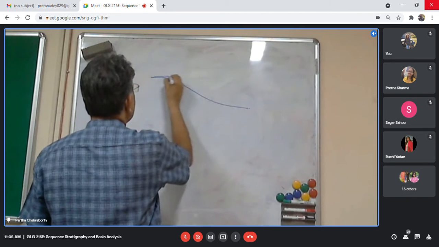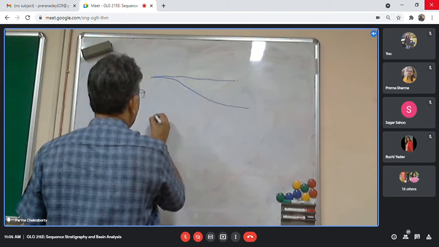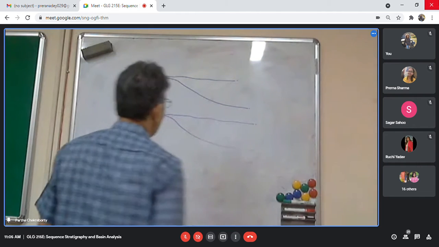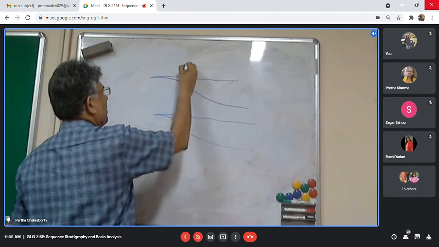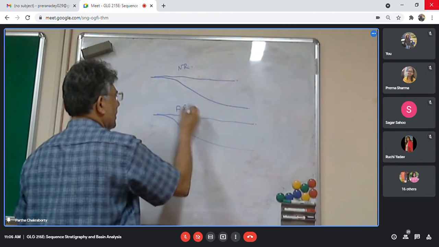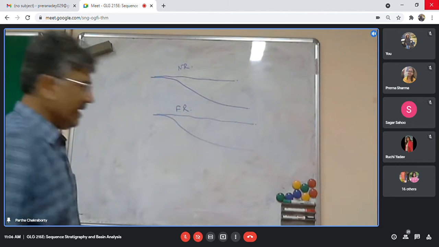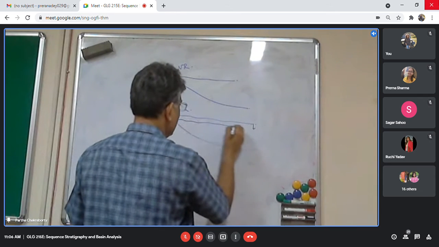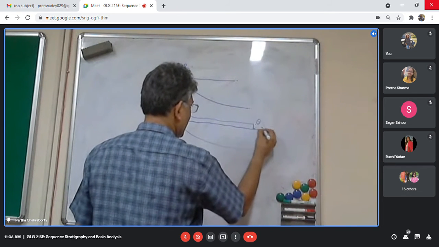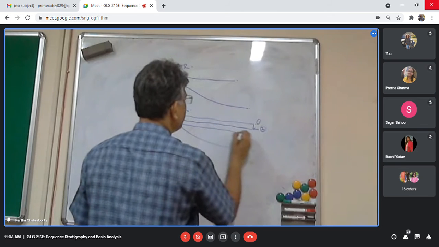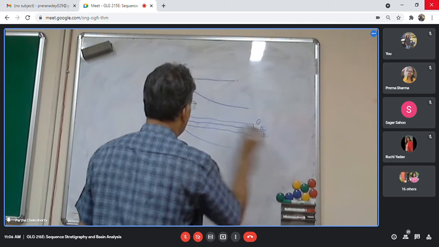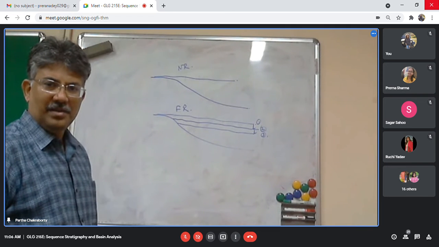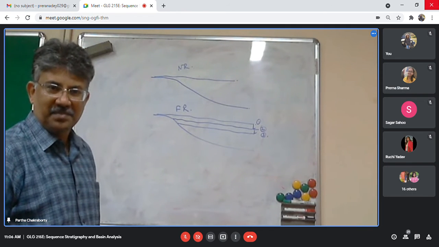So this is a basin and this is another basin. Here I am defining normal regression, here forced regression. In case of forced regression, what will happen? The sea level is falling. So this is 1, this is 2, this is 3. The sea level is falling in the forced regression.